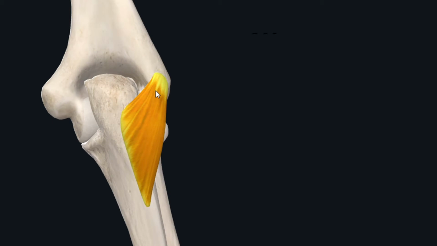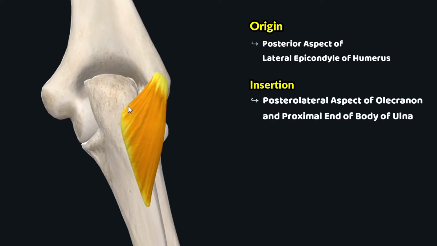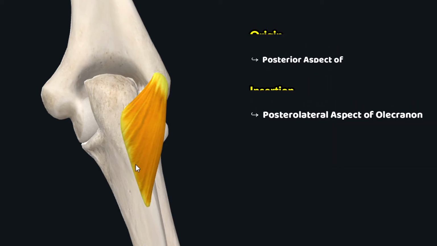So it has got its origin from the posterior aspect of the lateral epicondyle of the humerus, just superior to the attachment site of the common extensor tendon. And then after origin, the fibers of this muscle travel inferomedially to insert onto the posterolateral aspect of the olecranon and proximal end of the body of the ulna, as you can see.